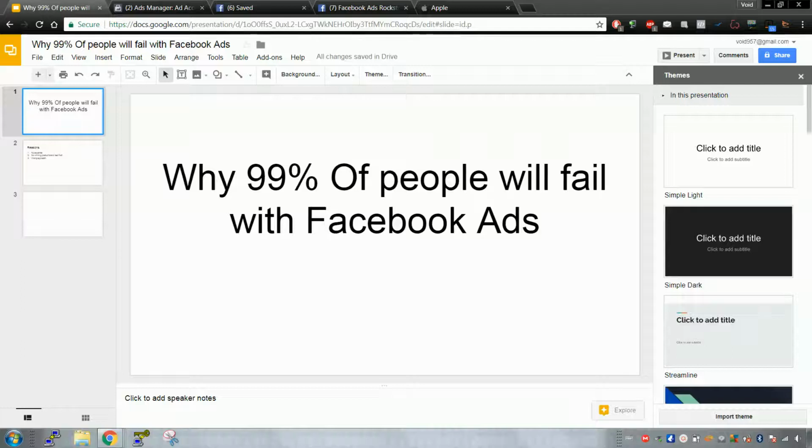All right, so today we're looking at why most people fail with Facebook ads, the reasons behind it, and how to decide if someone is actually an expert or they just don't know what they're talking about, basically.